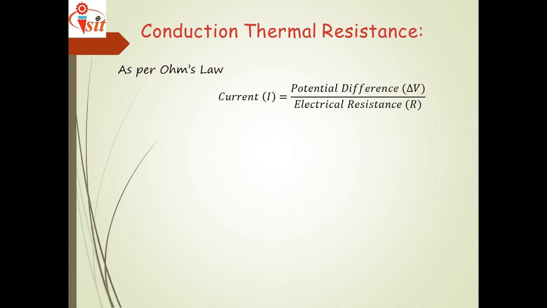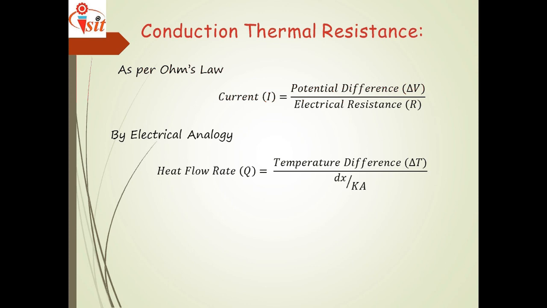As per Ohm's law, current I is equal to potential difference delta V upon electrical resistance R. By electrical analogy, heat flow rate Q is equal to temperature difference delta T upon thermal resistance. Now here electrical current I is analogous to heat flow rate Q, potential difference delta V is analogous to temperature difference delta T, and electrical resistance R is analogous to thermal resistance of heat flow.